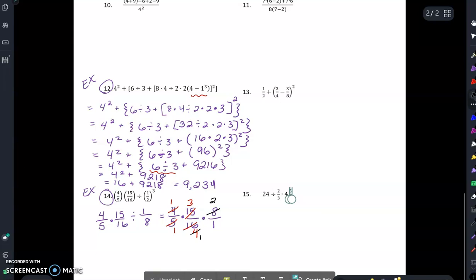So now I'm going to multiply across the tops and across the bottoms. I end up with just 1. So I get my final answer here: 1 times 3 times 2 is going to be 6. And that is it for the examples.